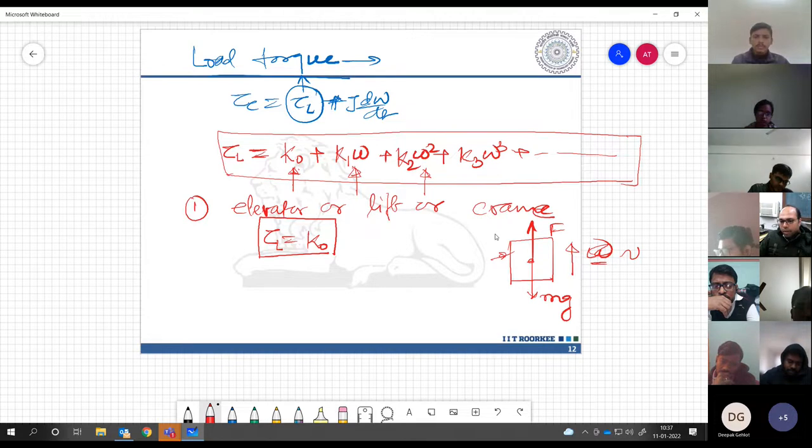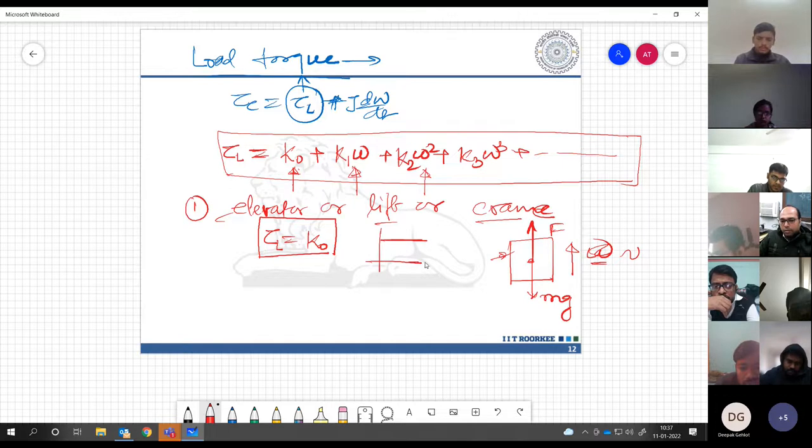Understanding my point? Similar thing with crane or lift or elevator. The speed is not changing. Once it is maintaining that speed, it is maintained. Whatever load has come, it is only balancing that. So this load torque may look like this, constant with time. The profile may look like this.